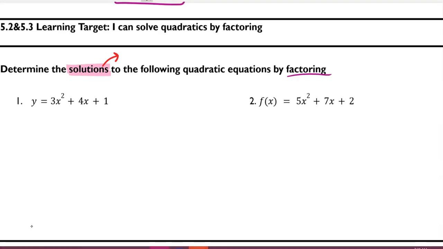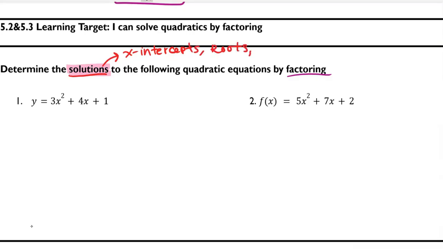The x represents your solutions, aka x-intercepts, aka roots, or zeros. So when we solve quadratic equations, we are solving to find what the two x-intercepts are, or the one x-intercept, or the imaginary x-intercepts, okay? So I feel like I needed to note that, just in case. All right, number 1.